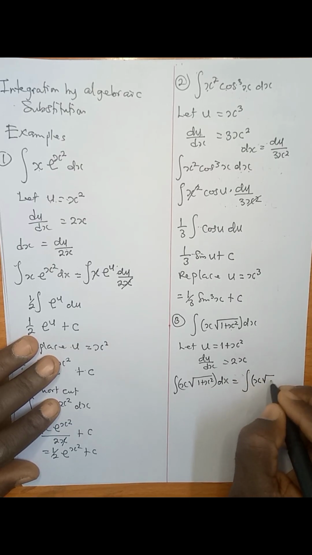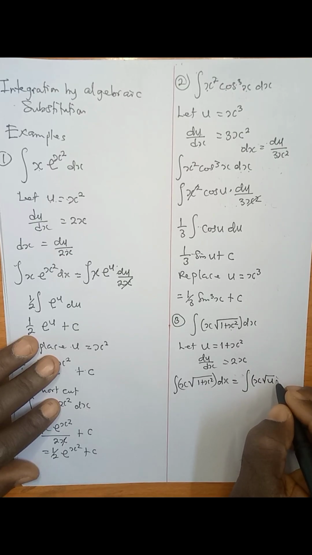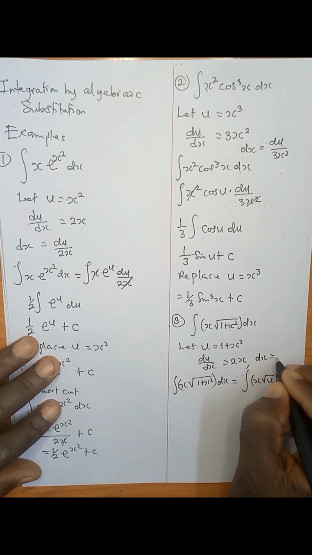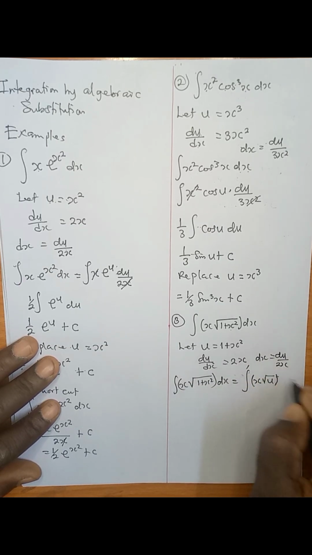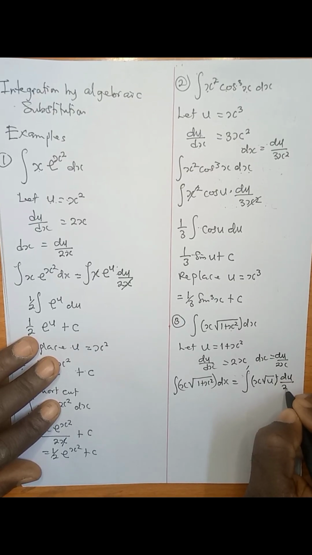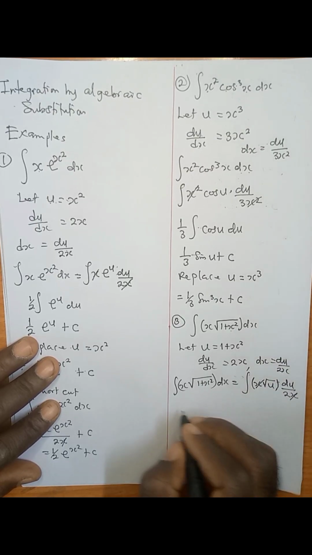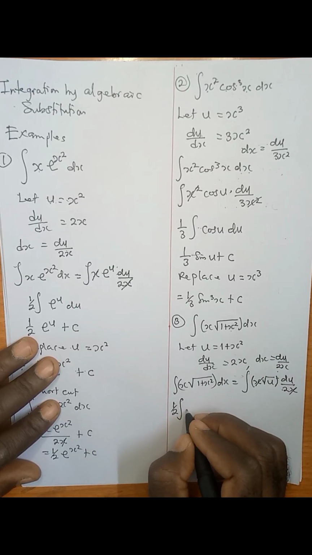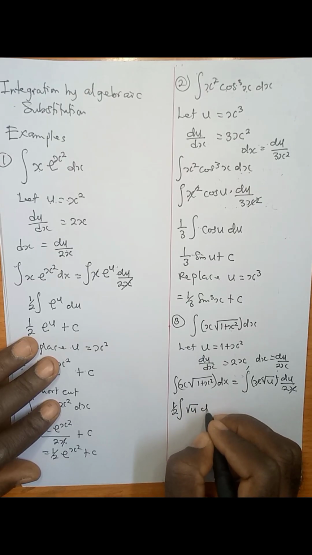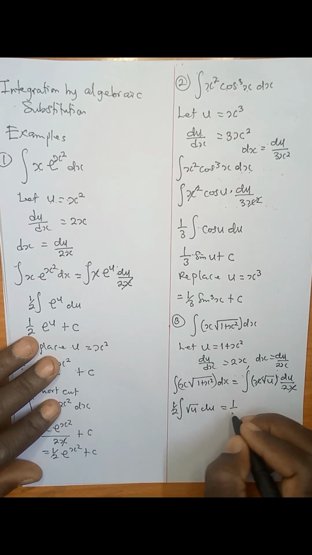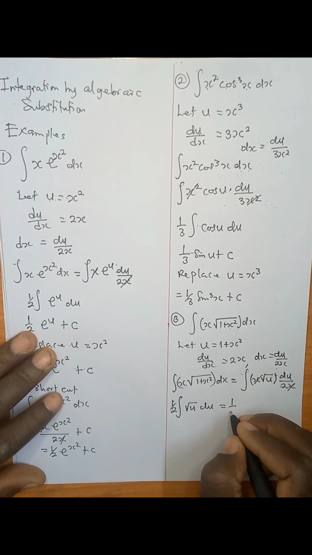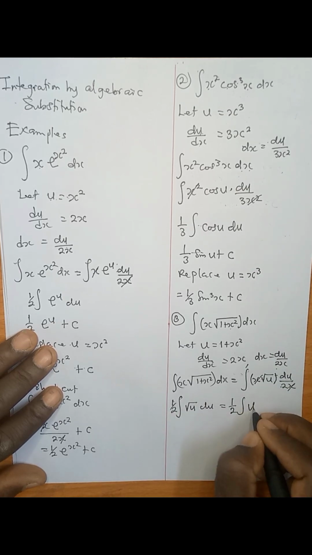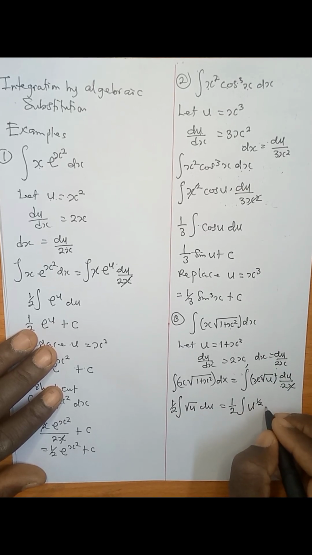x, the root of u, the dx here, as usual, will be equal to du over 2x. Then now use du over 2x to replace it. Can you see this x will cancel this x? We are now left with 1 over 2, we bring it out, the integral of the root of u du. Then we now rewrite it in a better format that will enable us to integrate it, which is 1 over 2 integral of, the root of u means u raised to power 1 over 2, then du.